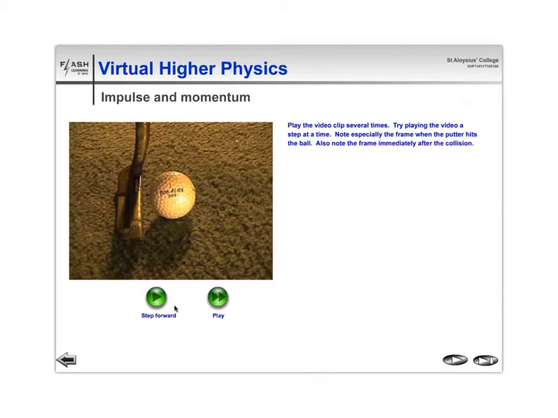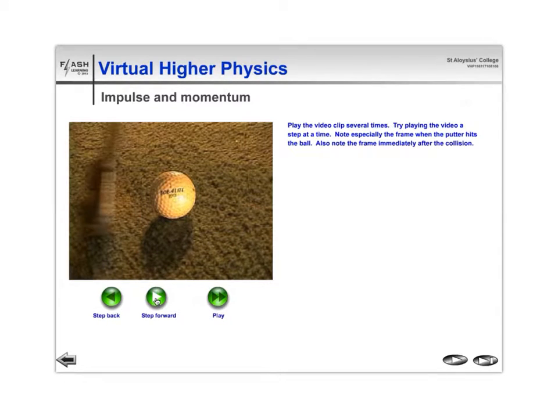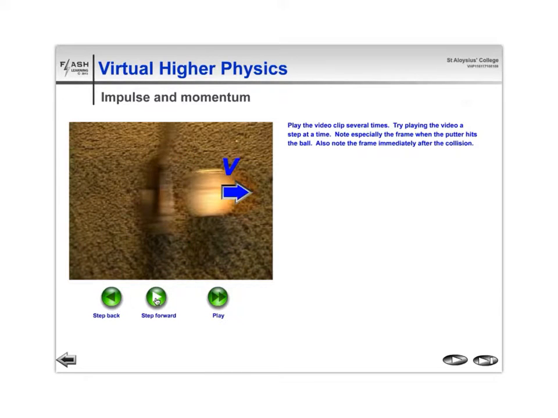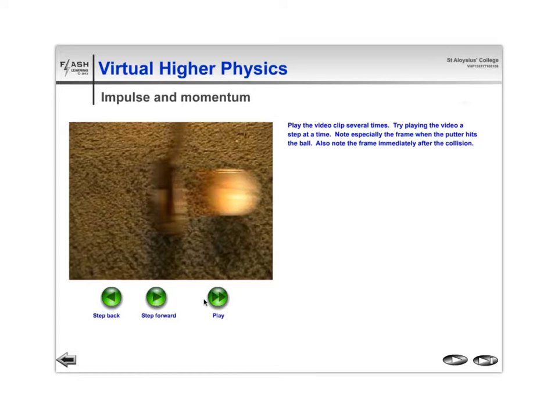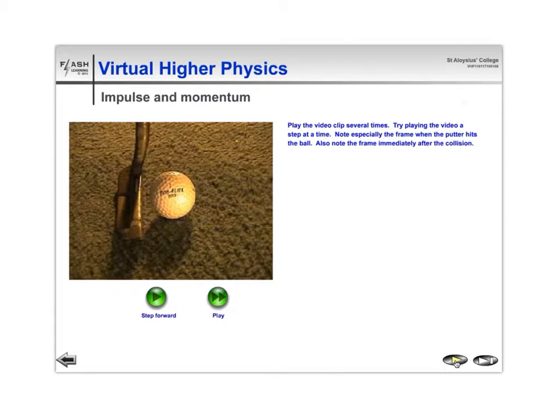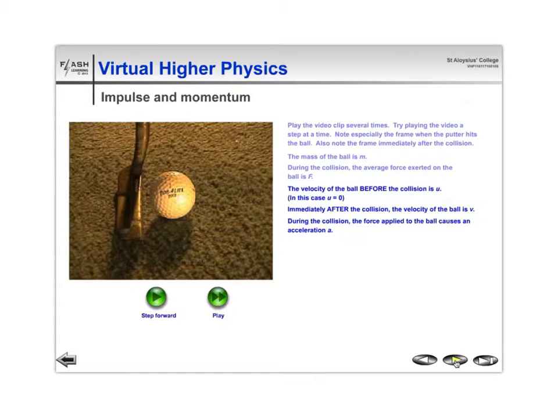In this video we see how impulse is related to momentum. If we consider a golf club hitting the ball, it applies a force, and the ball moves away with a velocity v. The ball was at rest beforehand. So the force is F, the velocity of the ball before the collision is u, which is 0, and afterwards is v. During the collision, the force applied to the ball causes an acceleration.